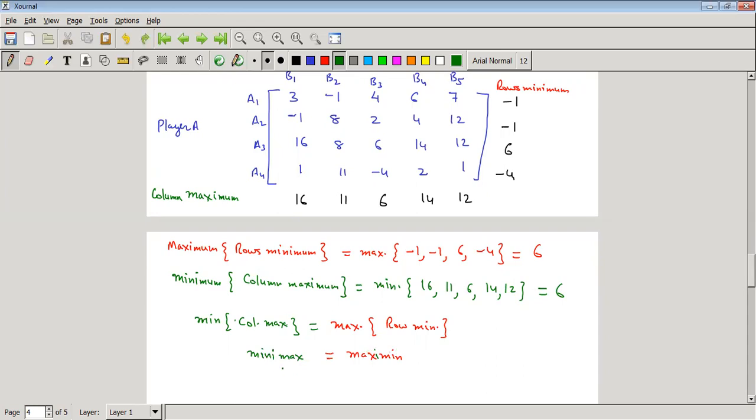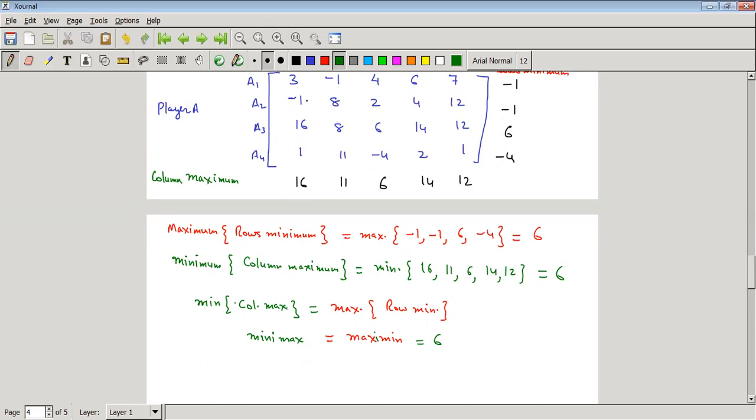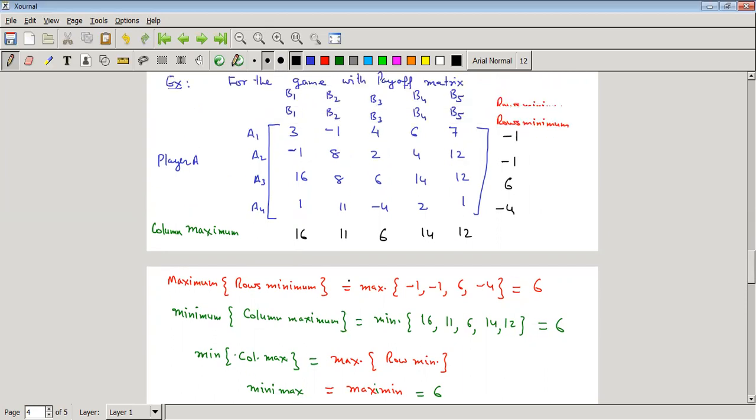If minimax is equal to maximin, then the game has a saddle point. So this game has a saddle point, and the saddle point is 6. So now the best strategy: where do we get this 6? This 6 is here. So this is common to row and column.